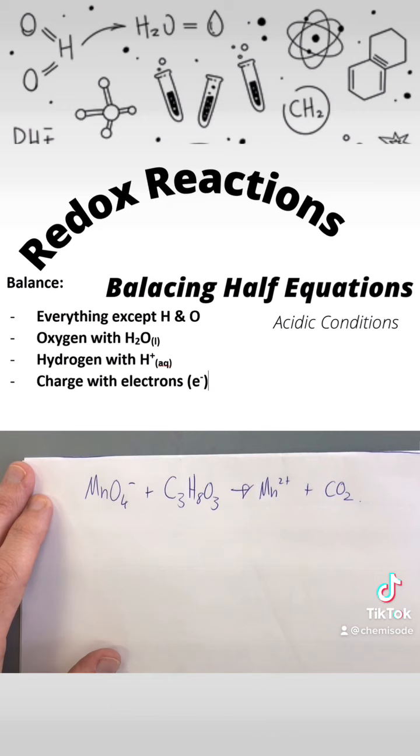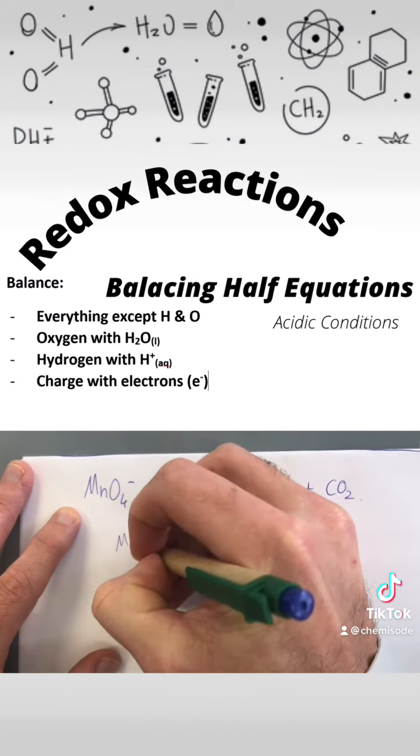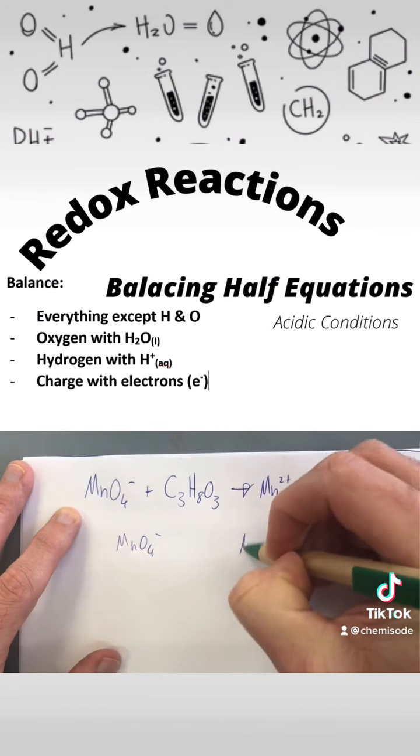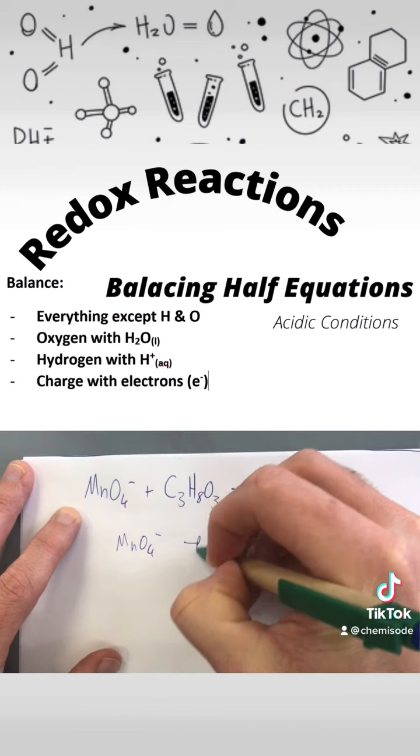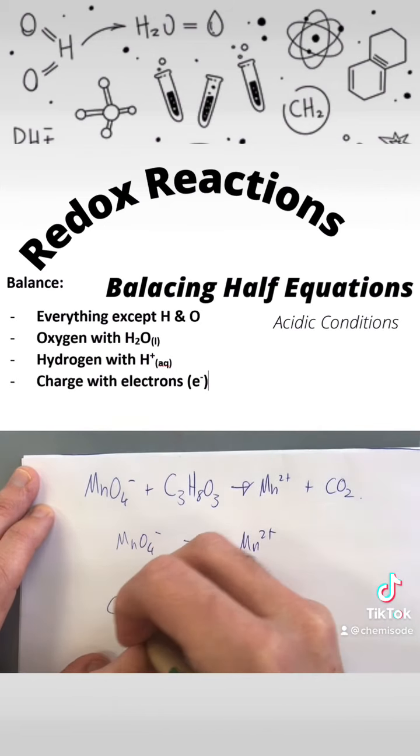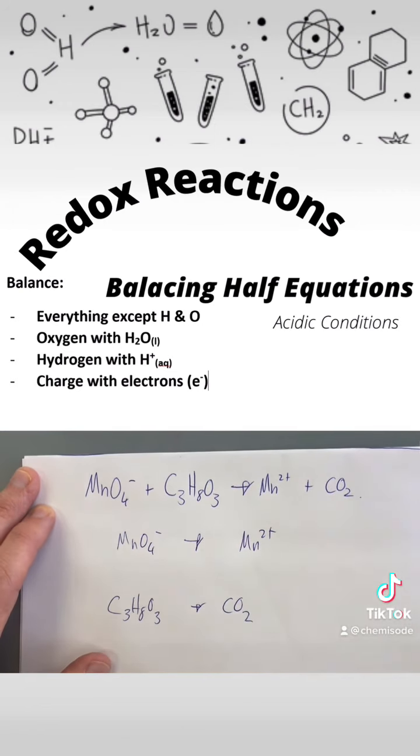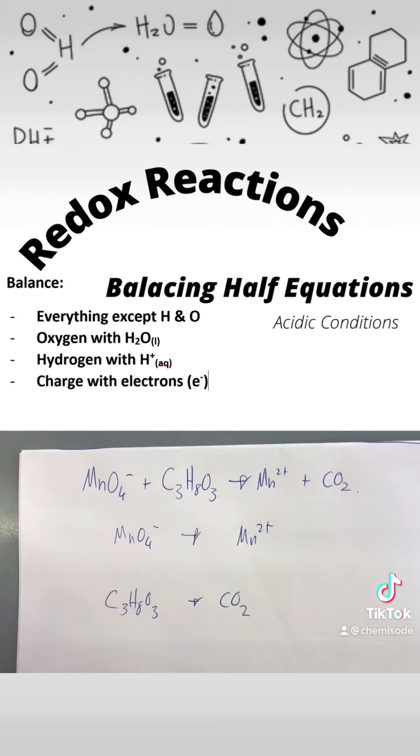Well, there's a set of rules that we follow, and these rules for acidic conditions, which is what we're going to look at, are written above. So let's start off with trying to balance out our two half equations. Our permanganate ion here is going to form manganese 2 positive. So this is going to be one of our half equations. Our other half equation is going to be this guy here, which is glycerol, and that's going to form carbon dioxide.